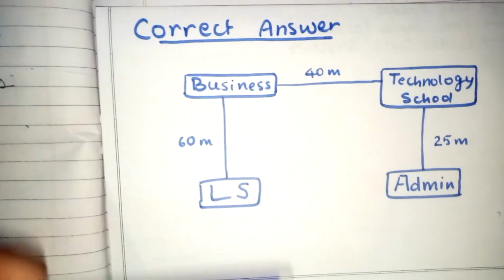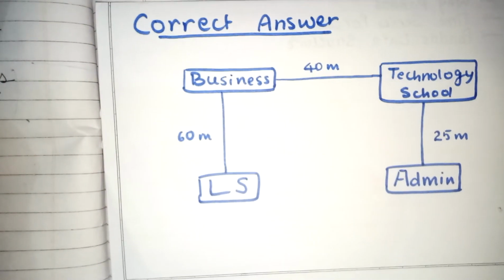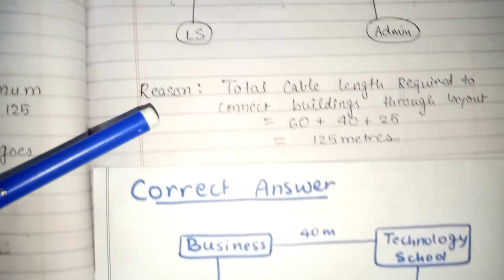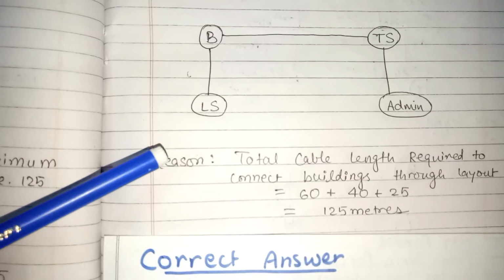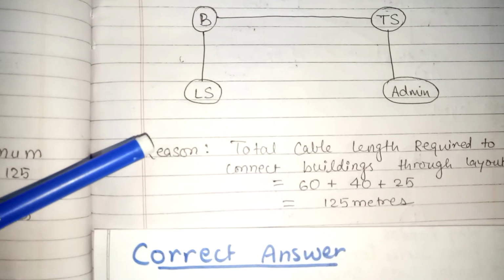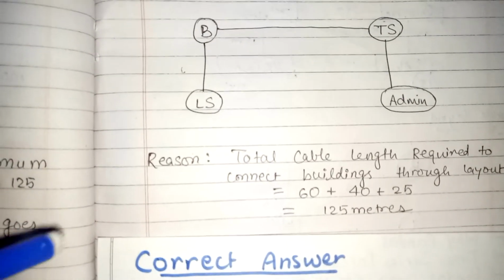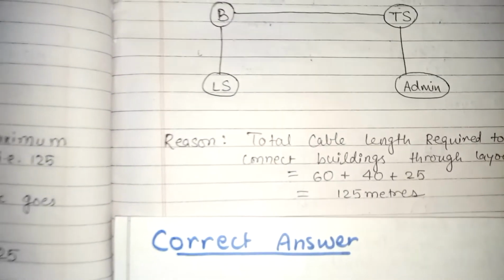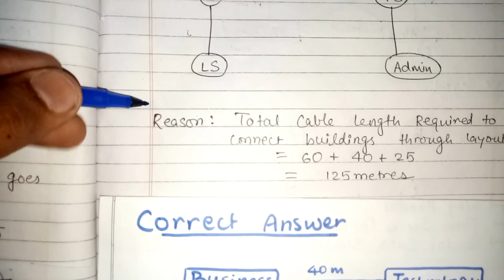Star one, bus one. Star is better, but it is expensive. Bus is quite problematic, but it's not expensive. It is easy to use. So we would like to use a less expensive topology. So our correct answer is this.